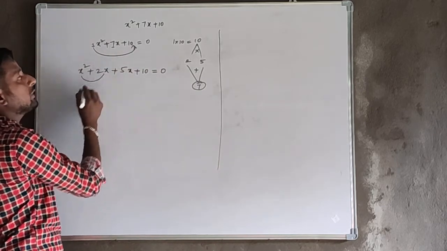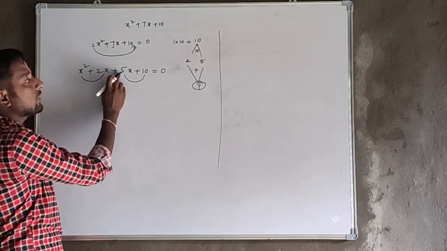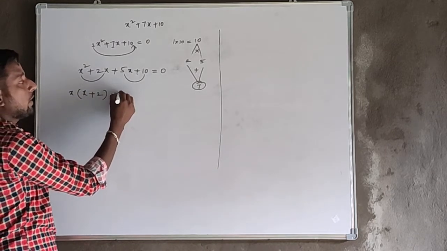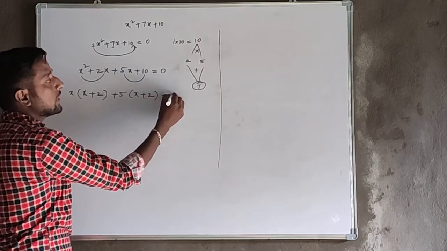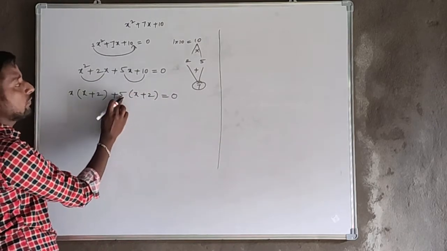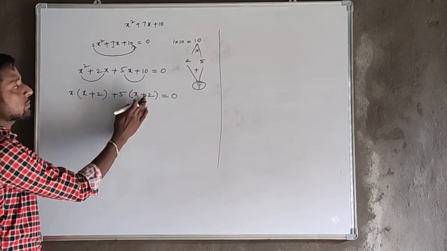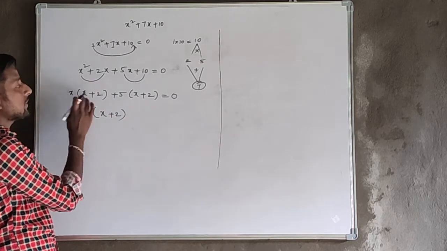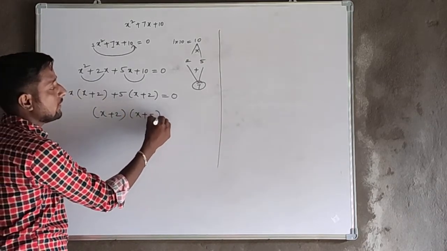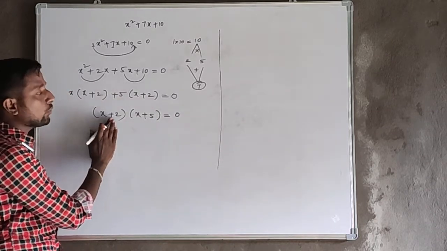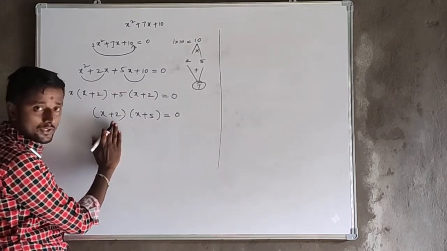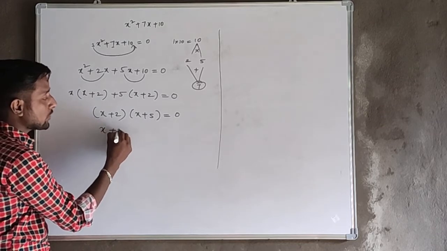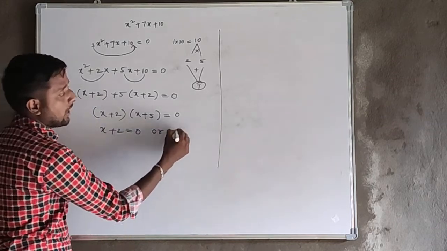The common factor in the first two terms is x, so we write x into x plus 2. If we take 5 from the last two terms, 5 into x is 5x, 5 twos are 10, that is also x plus 2. Correct? So x plus 2 is common in both. So we write x plus 2 into x plus 5, that is equal to 0. Now the product of two numbers is equal to 0, that means either the first number is 0 or the second number is 0. Correct? So here I can write x plus 2 equals 0 or x plus 5 equals 0.